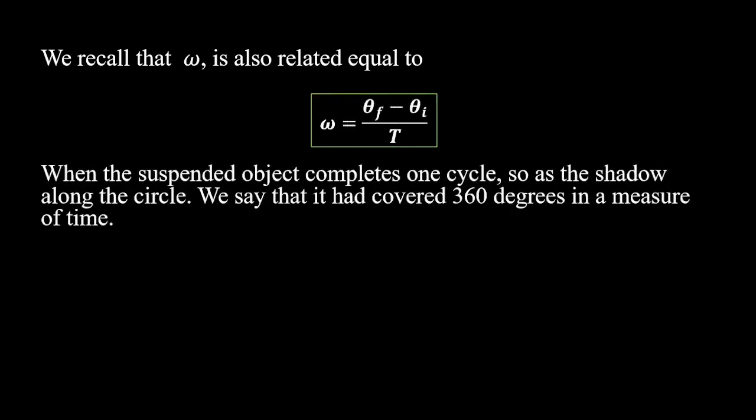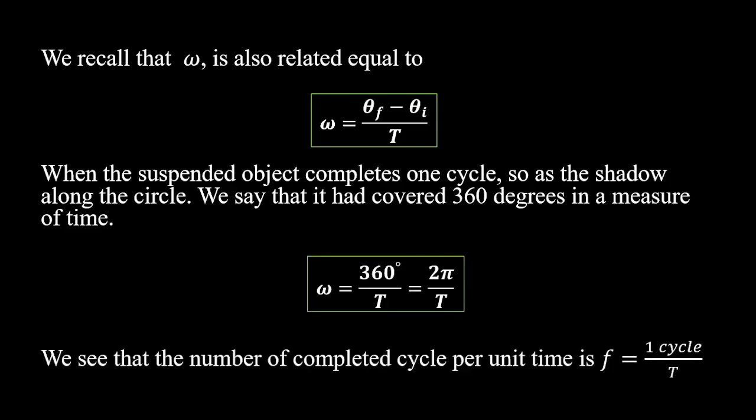We recall that omega, or angular velocity, is also equal to the change of the measure of the angle in one period T. The amount of time needed to complete one revolution is called the period. When the suspended object completes one cycle, so does the shadow of the object along the circle, we say that it has covered 360 degrees in a measure of time. We see that the number of completed cycles per unit time is f, known as the frequency.